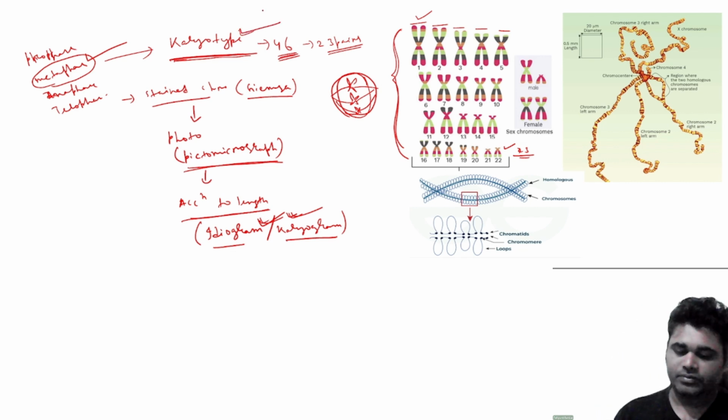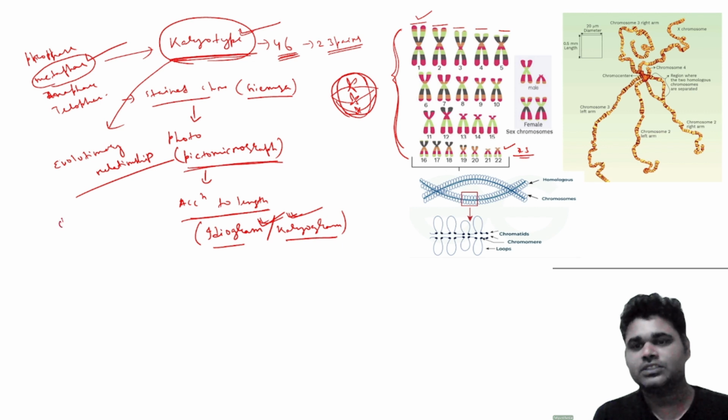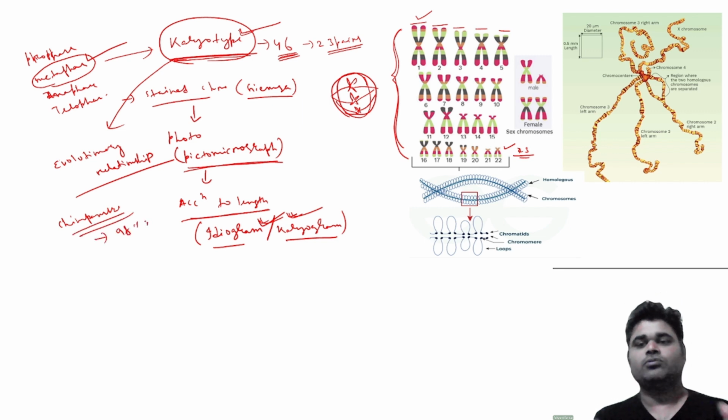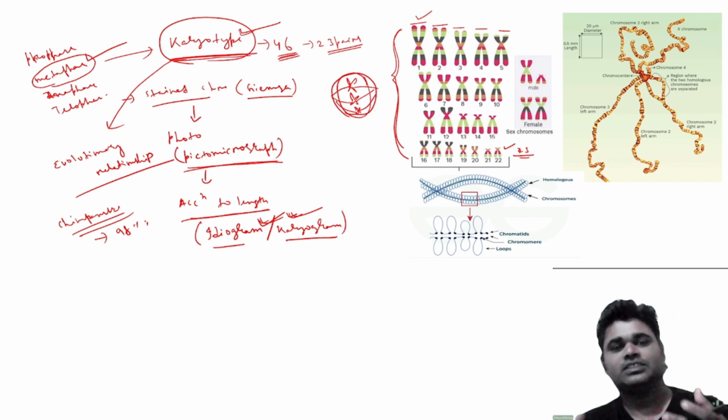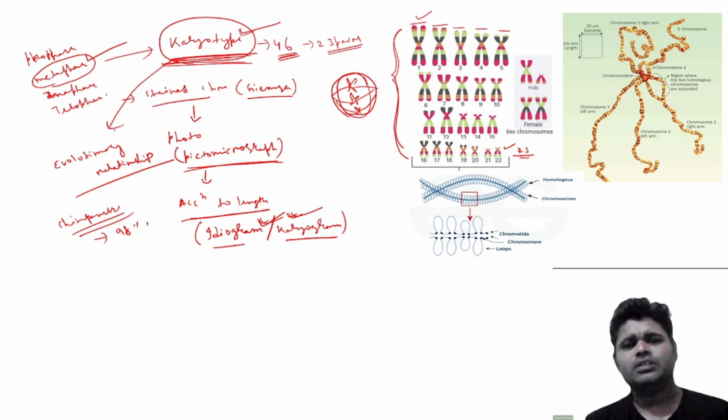Okay, so what is the significance of the karyotype? Because of the karyotype we can see the evolutionary relationship. For example, the chimpanzee has nearly 98% similarity of the chromosomes to the chromosomes present inside the human being. That means the human being and the chimpanzee have a similarity of 98%. So it can be concluded that the human being descended from the chimpanzee. So the karyotype helps in determining the evolutionary relationship between different organisms.